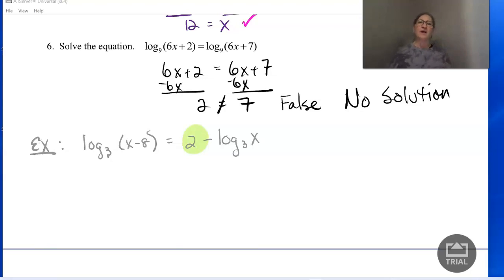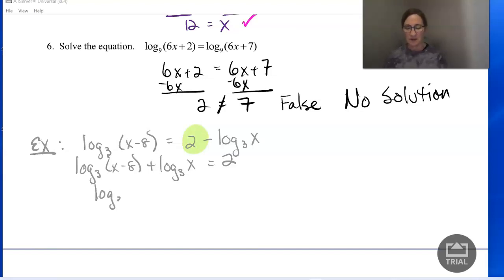Okay? So I'm going to have to use the other method, which is to bring all of my logs to one side. All right. So I'm going to start by adding log base 3 of x to both sides. So that'll give me log base 3 of x minus 8 plus log base 3 of x is equal to 2. Now I'm going to bring those logs on the left into a single logarithm. So that'd be log base 3 of (x minus 8) times x is equal to 2.